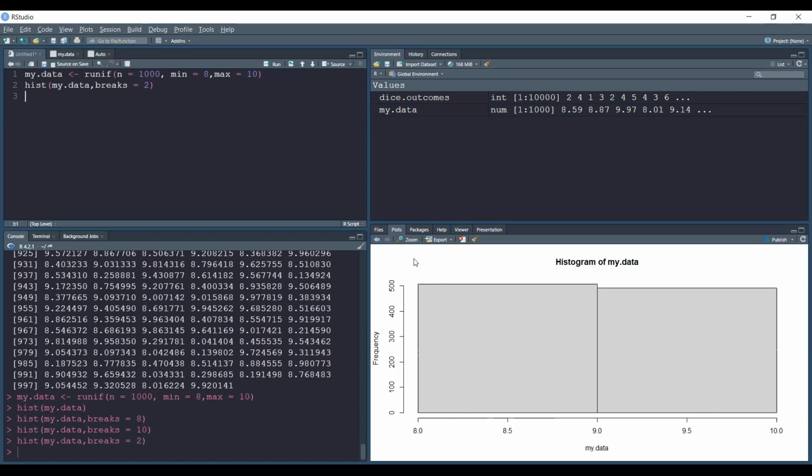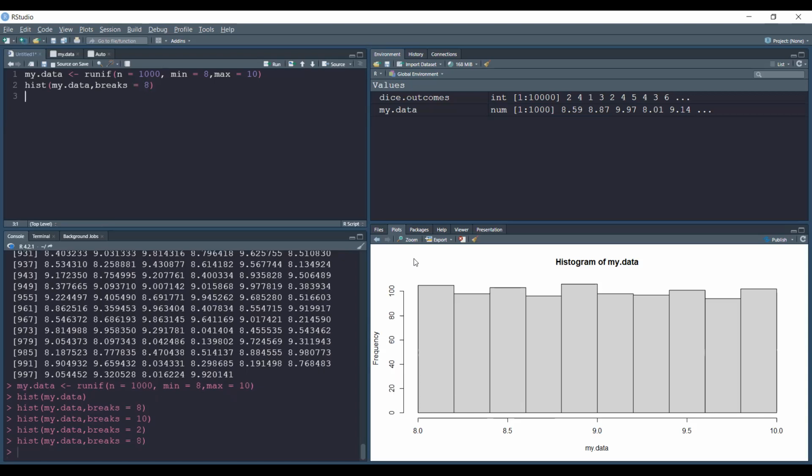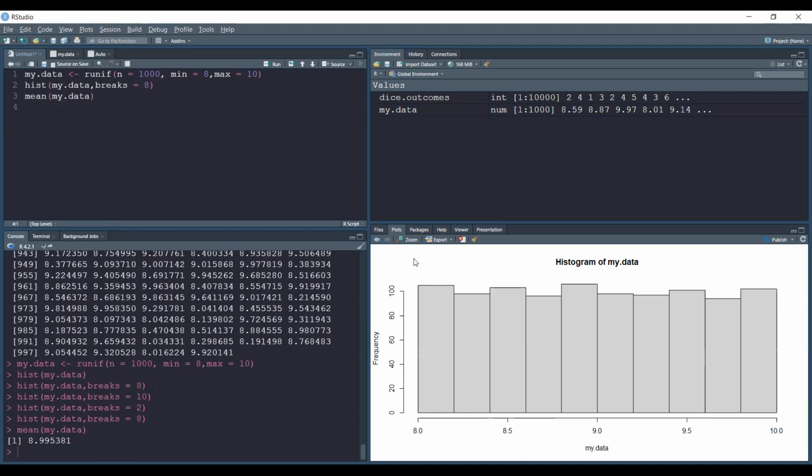Now, why are we doing any of this? Let's go back over here. First of all, you can calculate the mean. You'd expect the mean to be around 9, right? Mean of my data. And it's, yeah, to 2dp, it's 9.00. And now we can also calculate the standard deviation. This is just to get an idea of the variability.